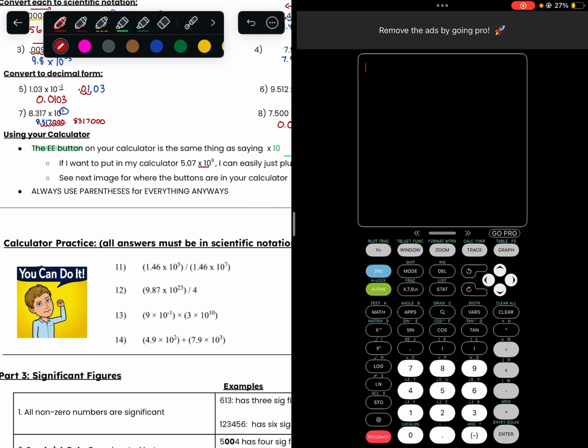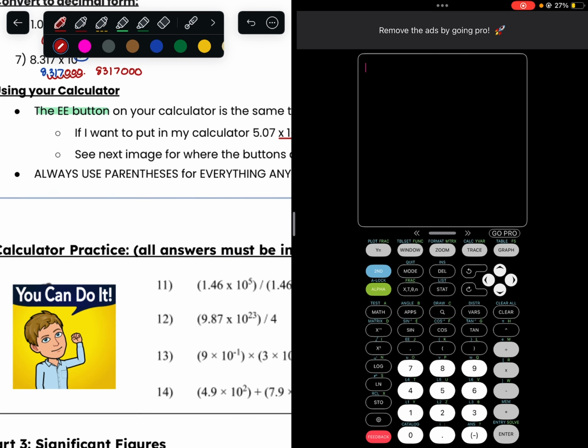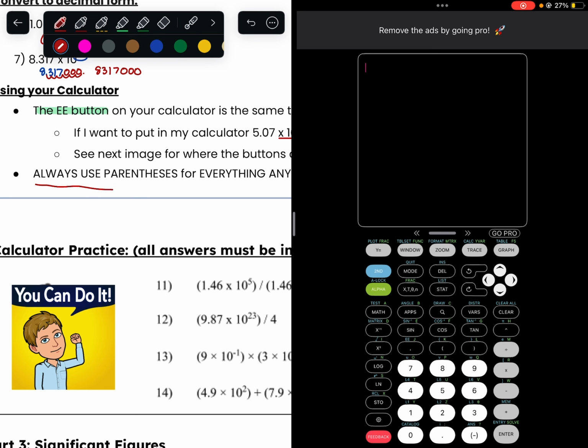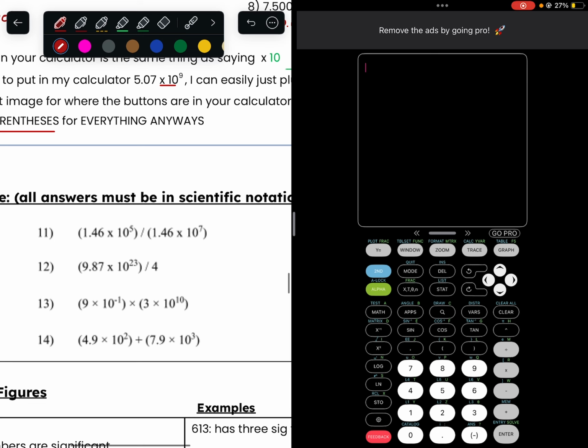All right, so for number 11, I'm going to show you how to do this. And then the last tip before we do number 11 is to always use parentheses. On my examples here, you're going to see parentheses around everything. I suggest whenever you put a number into scientific notation that you put some parentheses around it. Okay, so here we go.